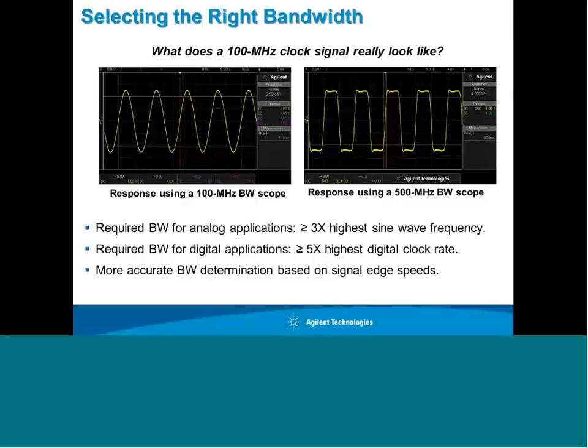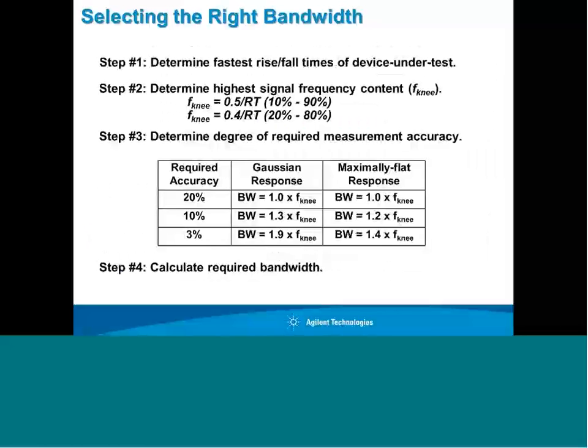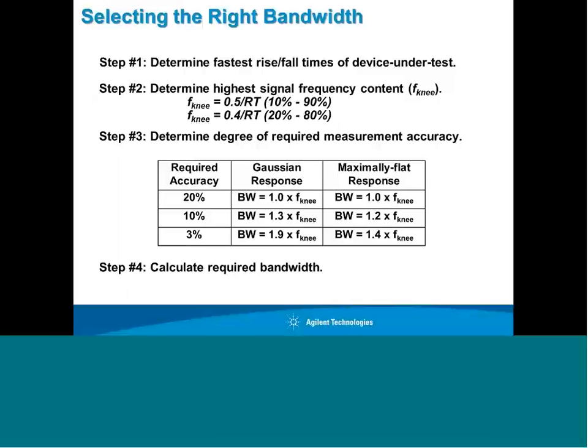But that's just a rule of thumb. A more accurate bandwidth determination is actually based on the signal edge speeds. In other words, the rise times and the fall times of the fastest signals in your system. Well, let's now take a look at using that criteria if you're going to determine what bandwidth you need. The first step is determine what are the fastest rise and fall times of your devices under test. Now, this may sound like a catch-22.